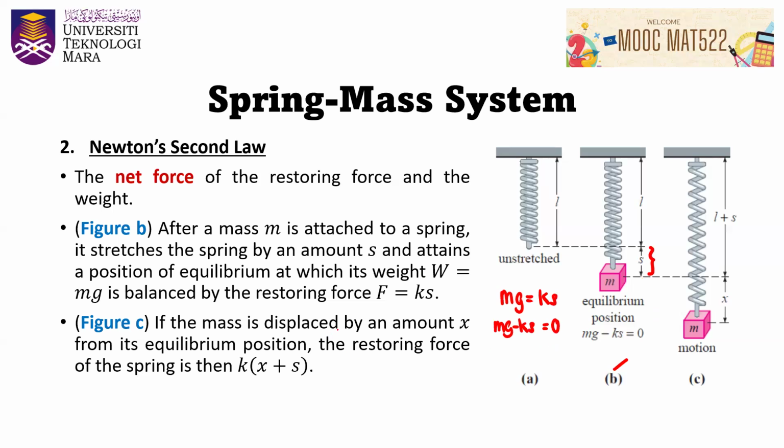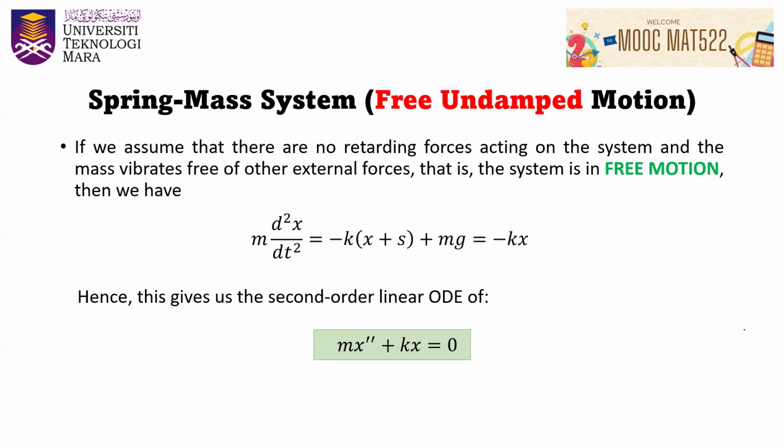Furthermore, if the mass is further extended or displaced by an amount of x from the equilibrium position, as in figure C, then the restoring force becomes k multiplied by x plus s. This gives us the first type of spring mass system, the free undamped motion. If we assume that there are no external retarding forces acting on the system, and that the mass oscillates free of other external forces, then we say that the spring is in free motion.